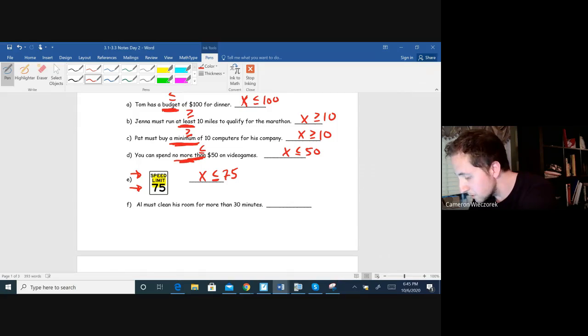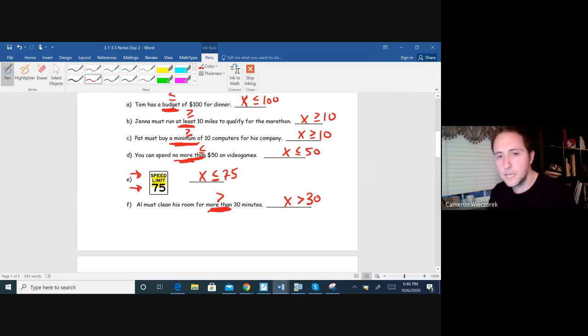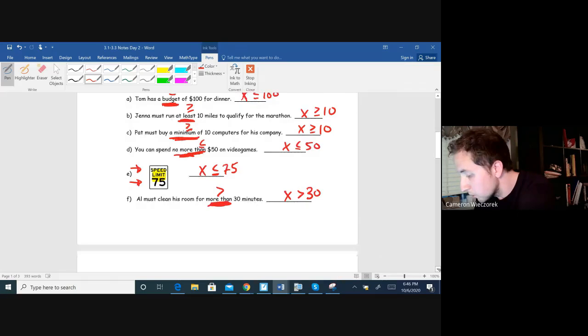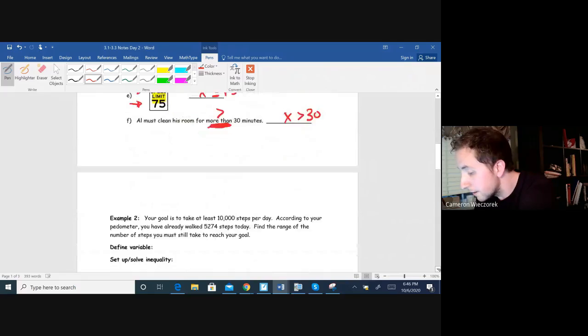Last one says Al must clean his room for more than 30 minutes. This is the only one that we see here. It can't be equal to 30. It's got to be greater than, more than 30. Okay. So just to give you some scenarios to decide what type of symbol to use. Now we're going to actually solve entire word problems that use scenarios like that.